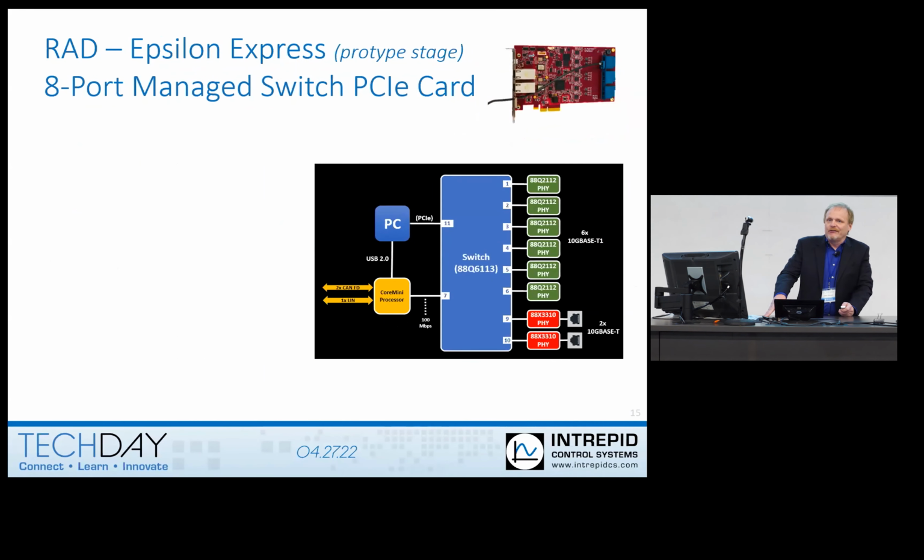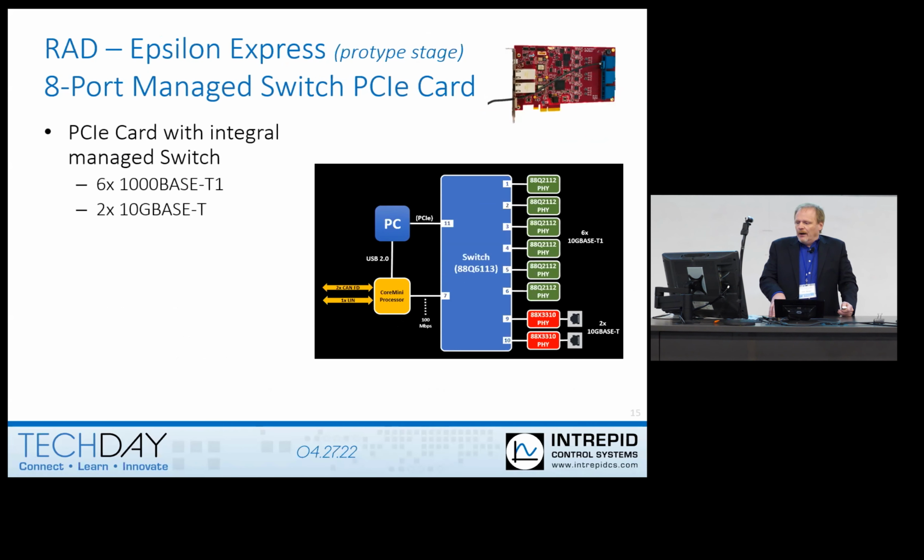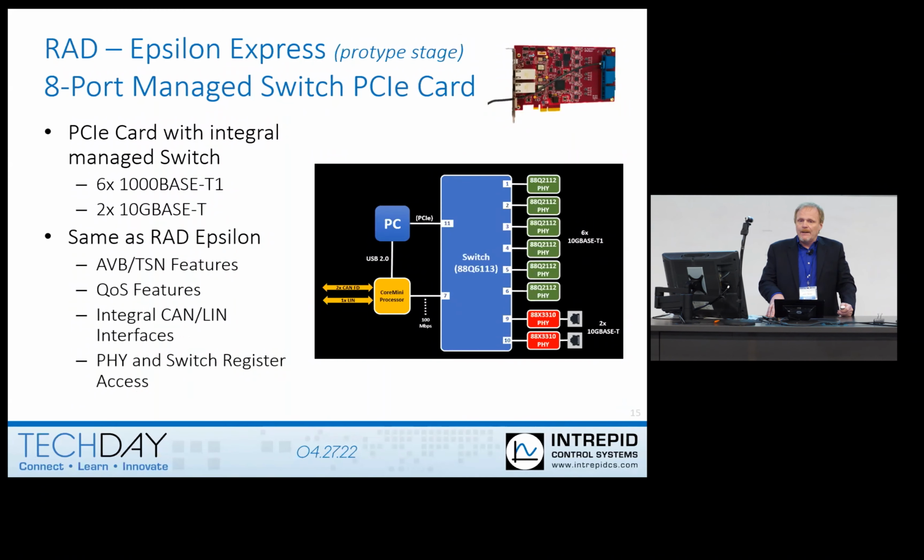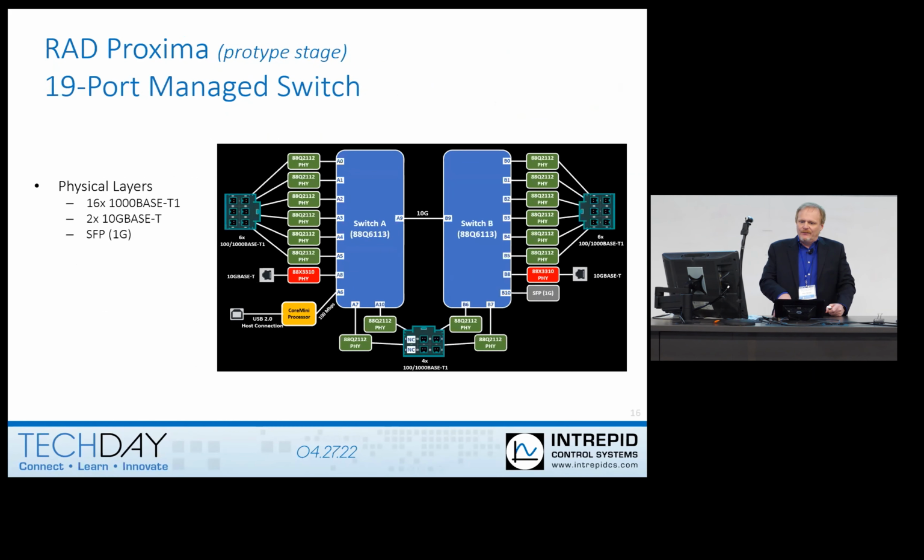Another derivative of RAD Epsilon is RAD Epsilon Express. This is a PCIe card that integrates the same switches as the other RAD Epsilons. The physical layers we've incorporated are six 1000BASE-T1 ports and two 10 gigabit ports. I have a prototype sample out there if you're interested to take a look at this as well. Again, same as RAD Epsilon, all the same features because it's the same switch. The main difference is now it's a card, you plug it into the PC, and with the Linux driver, you basically have a direct high bandwidth PCIe port directly into the switch that's connected to all these other physical media.